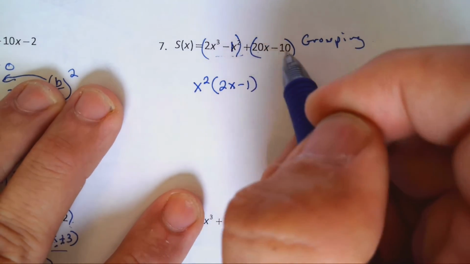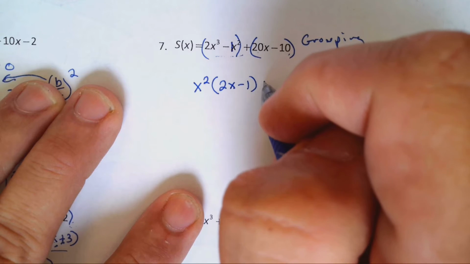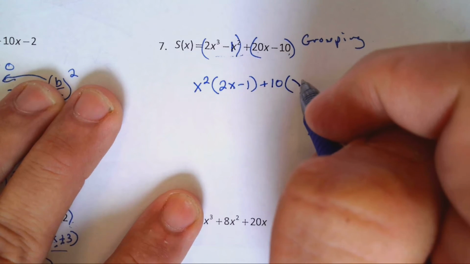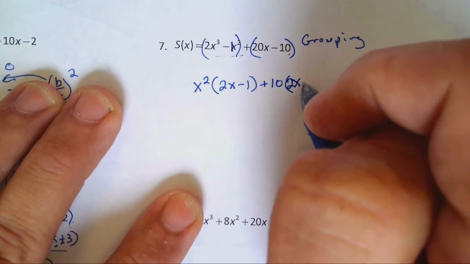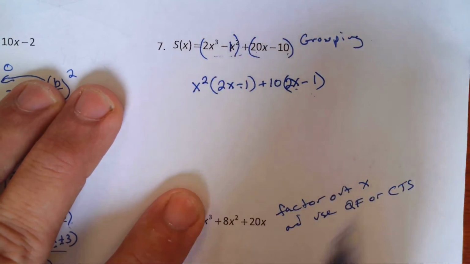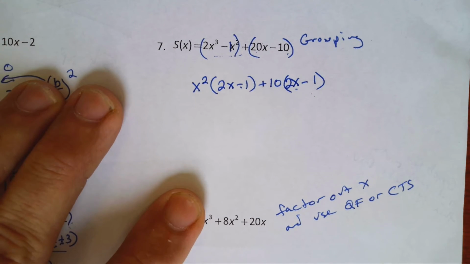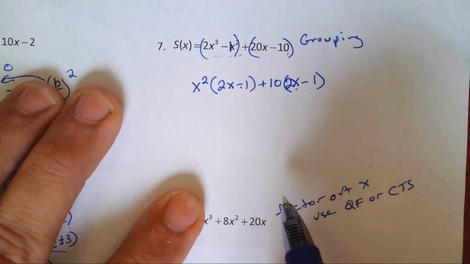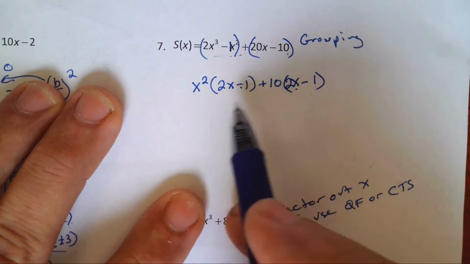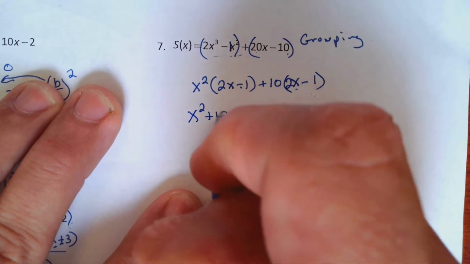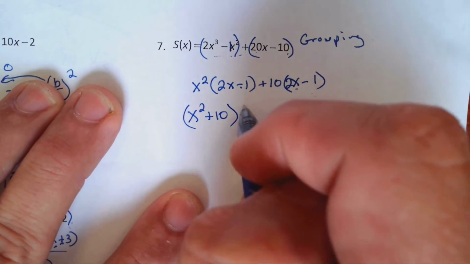Here, they have a 10 in common. So you can take out a positive 10, and you're going to be left with 2x minus 1. These two, again, have to match for the grouping to be done correctly. If they don't match, either it can't group, or you did something wrong when you were dividing something out. So now we're left with these. The x squared plus 10 is one part, and the 2x minus 1 is the other.